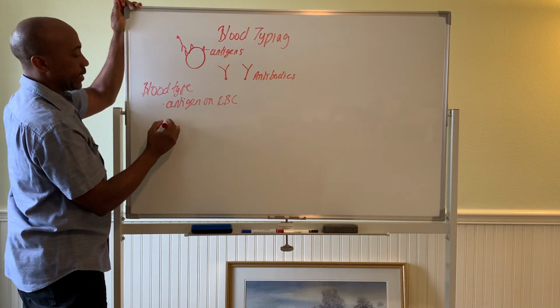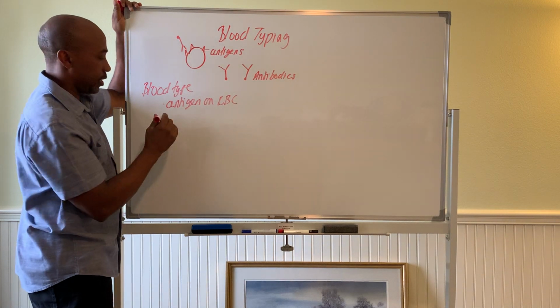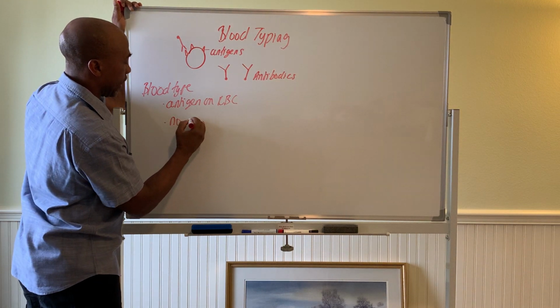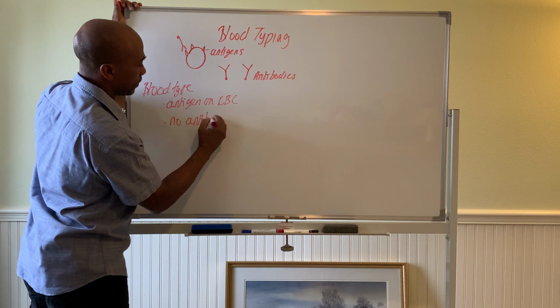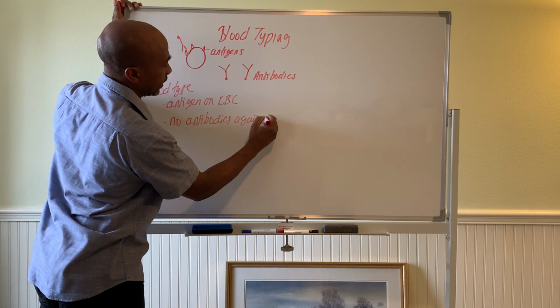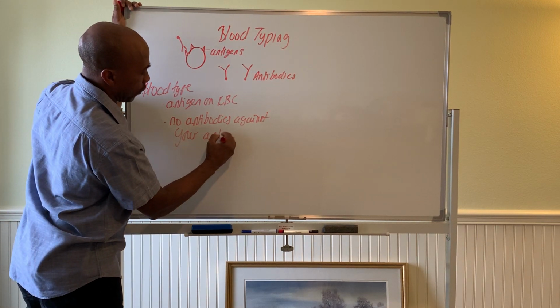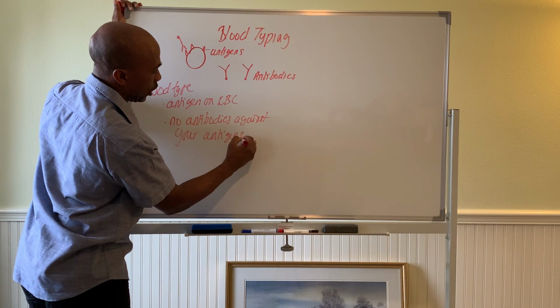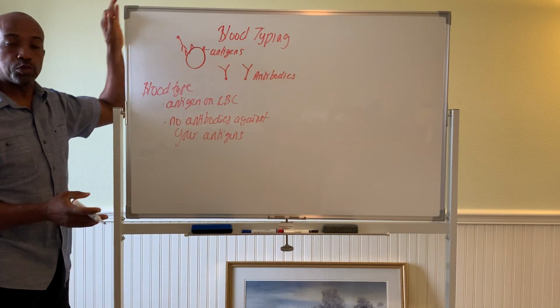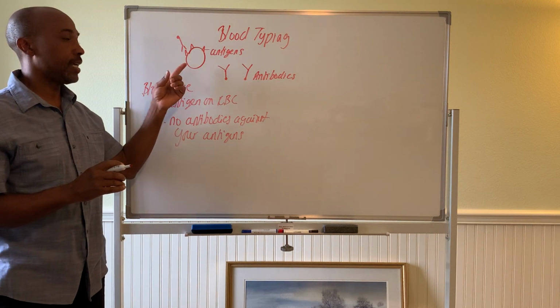And another rule is you do not make antibodies against your antigens. So no antibodies against your antigens. Otherwise, you will attack your own cells. So that's a rule. Your blood type is based on the antigen that you have on the RBC.